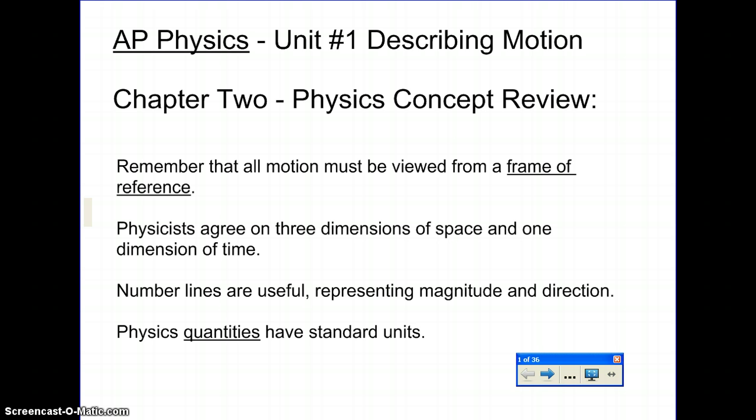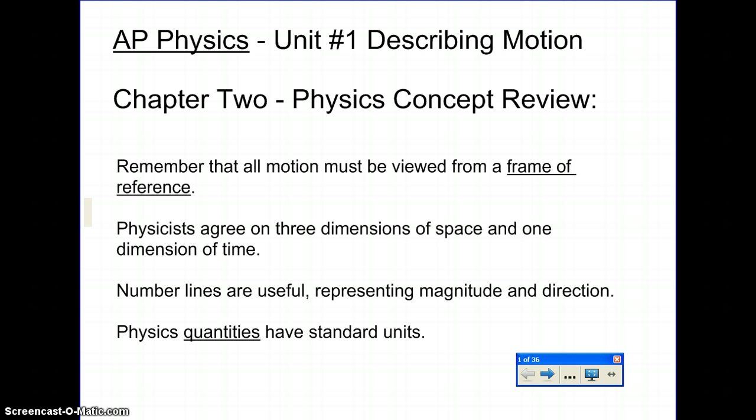So just remember that number lines are a useful way for us to picture motion, because they give us a frame of reference. They give us a magnitude, how far, how long, how fast, that number, and they give us a direction. Of course, you remember this from physics the first time around. And then the cherry on top is that all physics quantities are measured with some standard unit.